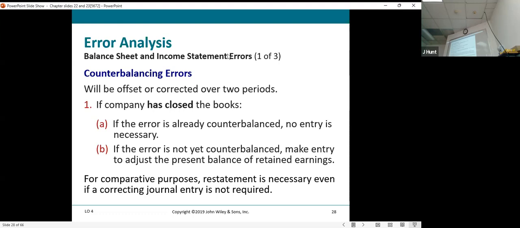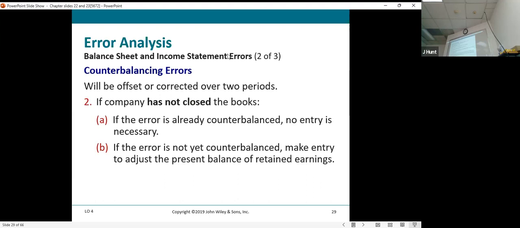So here, if it's already counterbalanced, you don't need to do any adjustment for it. But of course, I always tell people to document the hell out of these things, because then you can state your rationale for not touching it. So if a company has not closed its books, if the error is already counterbalanced, no entry is required. If the error is not yet counterbalanced, you have to make an entry to adjust the present balance. So those are all the things that you need to do.